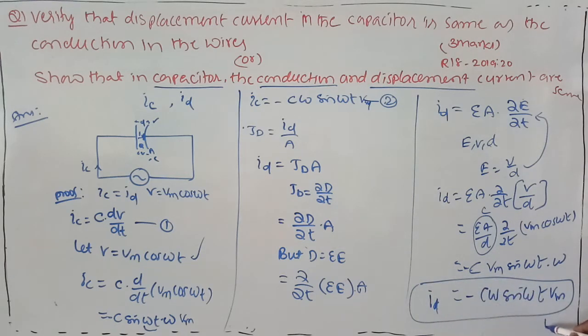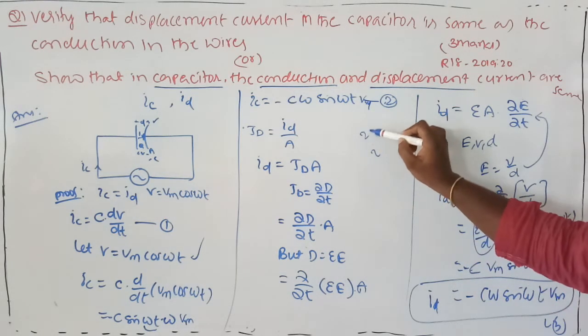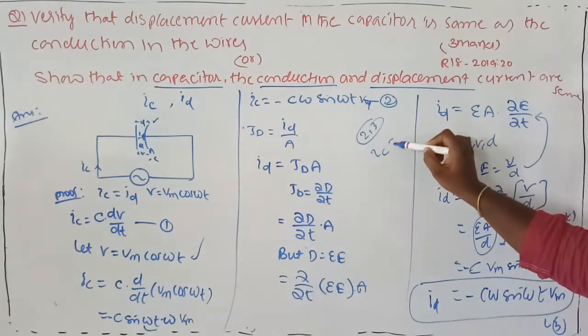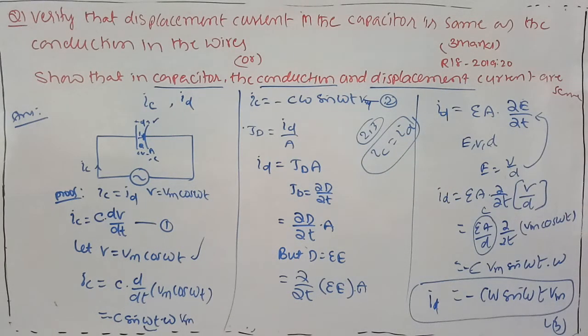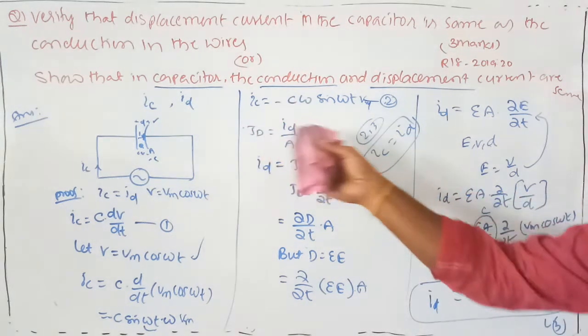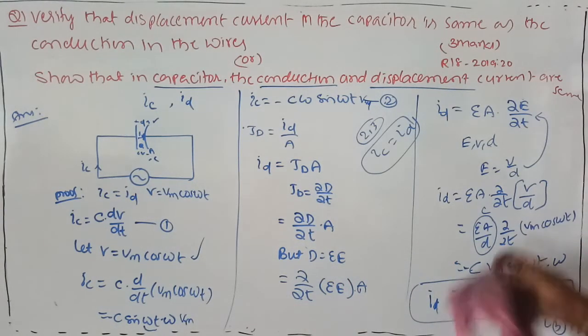Let us consider this equation 3. Now if you observe equations 2 and 3, i_c is equal to i_d, hence proved. Okay, now we will see one numerical based on this displacement current. So with this we have completed the proof that the conduction current and displacement current in the capacitor are the same.